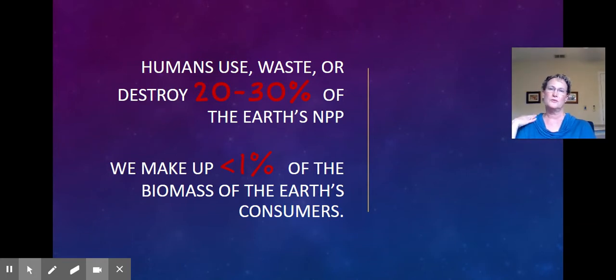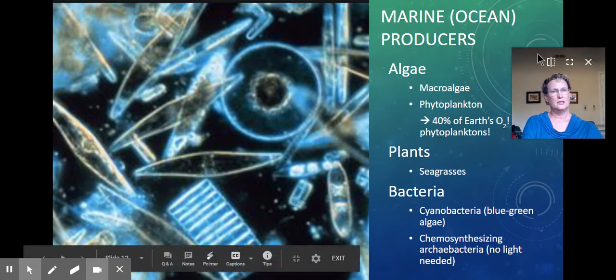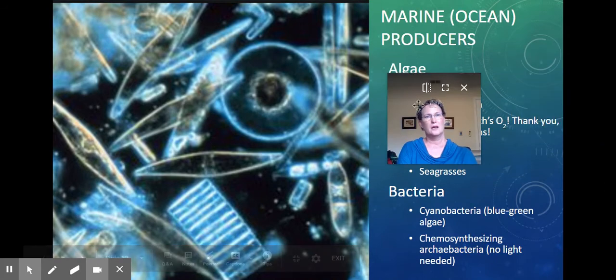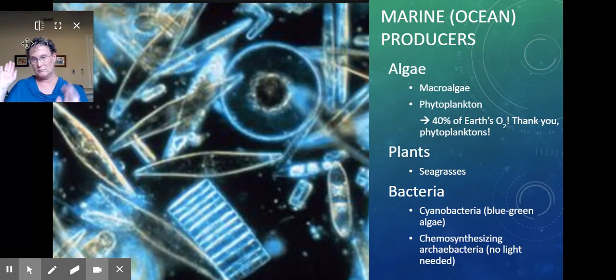So humans use, waste, or destroy 20 to 30% of the Earth's net primary productivity. And we only make up 1% of the biomass of the Earth's consumers, which is pretty sad. So, marine, ocean, and producers, these are our greatest friends, okay?